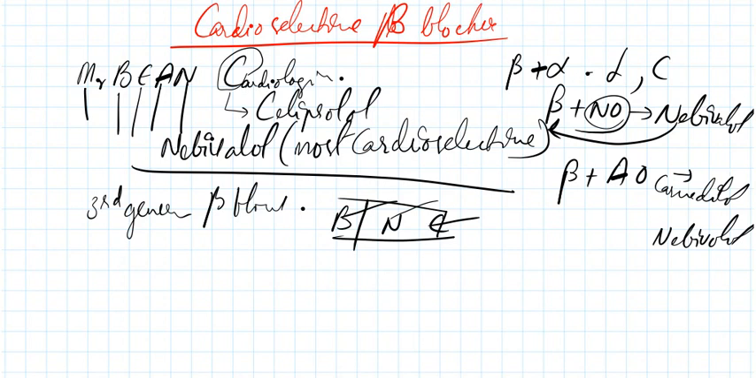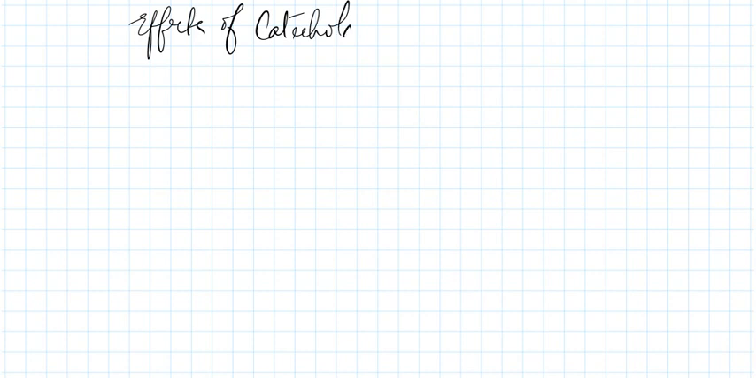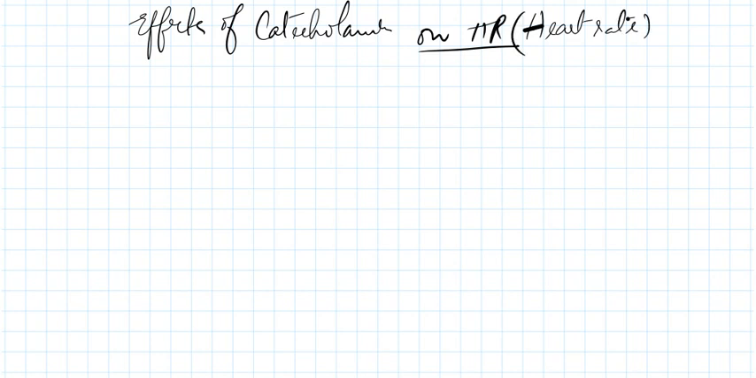Now we will discuss something. It is important. You may get a graph in the exam. Effects of catecholamines on heart rate. Okay. Now I will just draw a graph here. Just simply watch this graph.